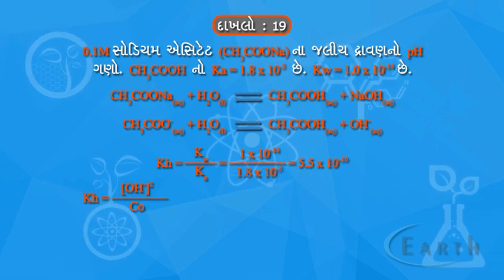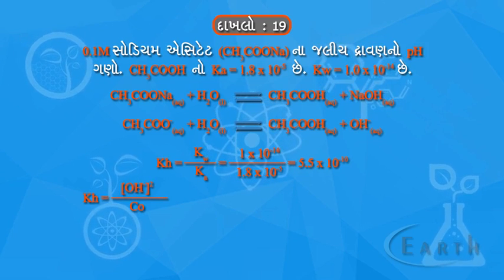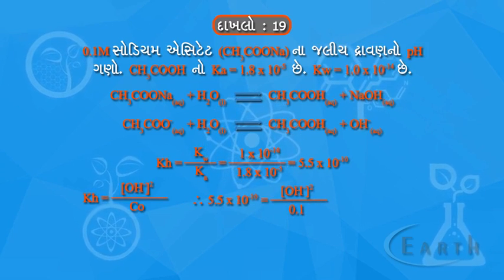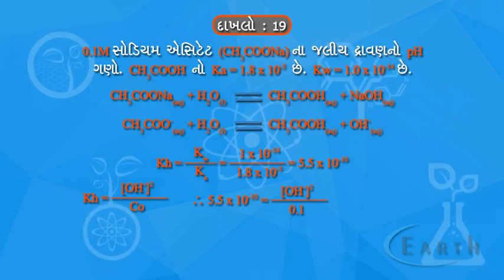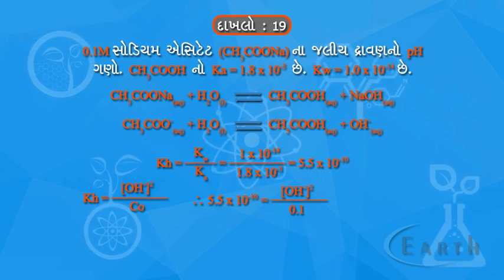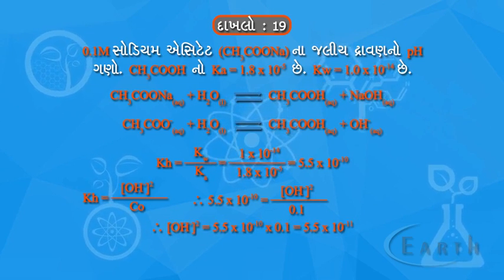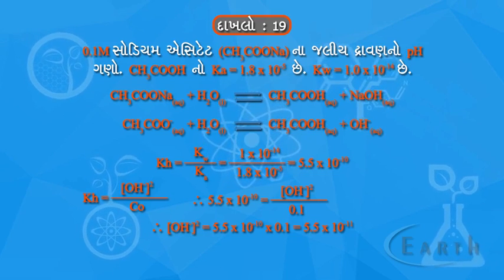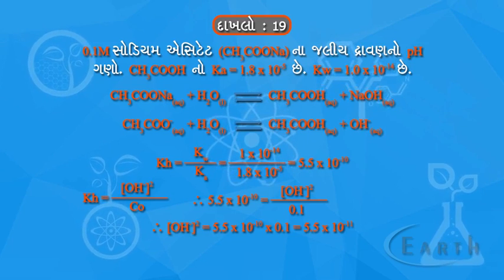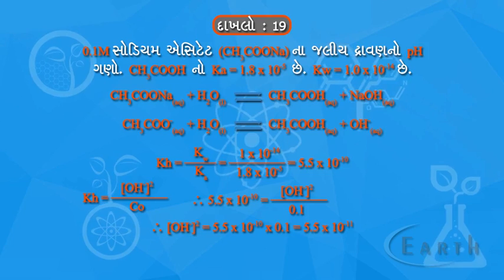પરંતુ Kh = [OH⁻]² / C, માટે 5.5 × 10^-10 = [OH⁻]² / 0.1. માટે [OH⁻]² = 5.5 × 10^-10 × 0.1 = 5.5 × 10^-11.